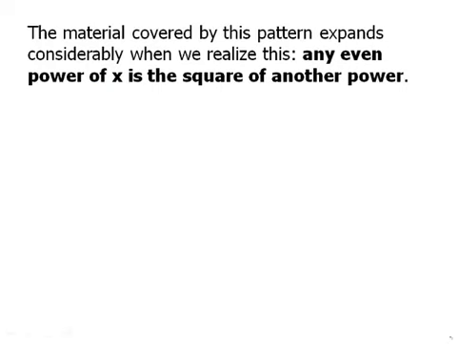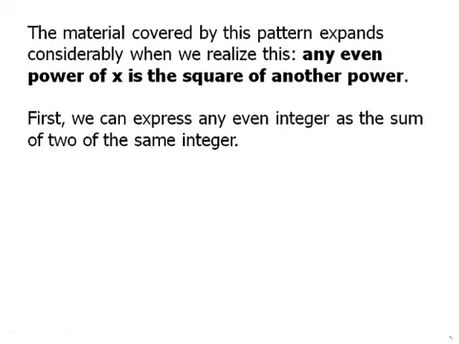The material covered by this pattern expands considerably when we realize this: any even power of x is the square of another power. So this is a big idea. First, we can express any even integer as the sum of two of the same integer. So of course, something like 10 would be 5 plus 5, 18 equals 9 plus 9. It's very easy to express any even integer as the sum of two of the same integer. And so this is helpful when we think of the sum of powers.